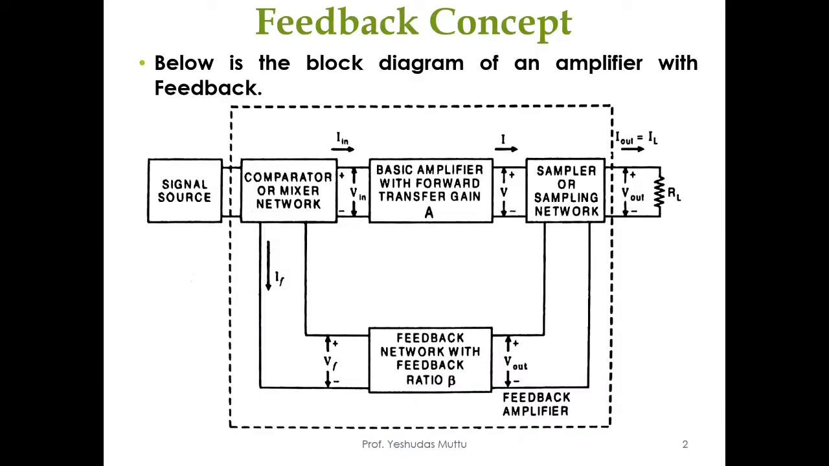This is the block diagram of an amplifier with feedback. Let's have a look at it. It has a signal source, comparator, basic amplifier. Now when I consider this basic amplifier, it is an amplifier which we have already studied without feedback. Then you have a sampler and you have a feedback network.